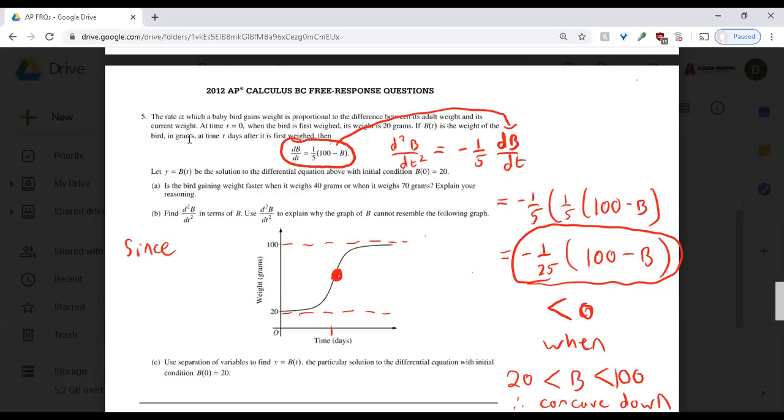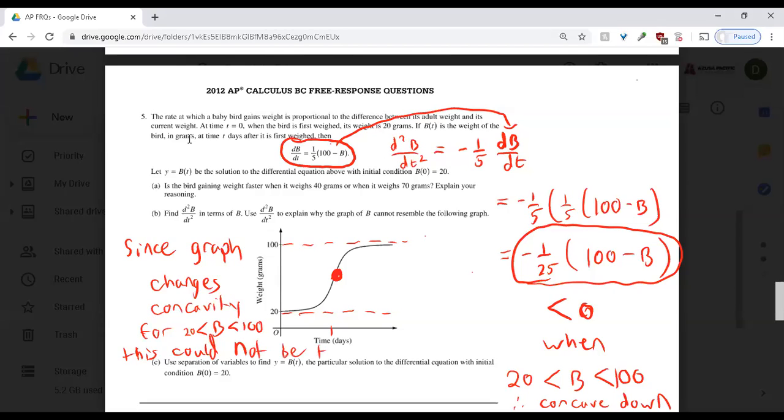The graph changes concavity for b being between 20 and 100. This could not be the graph to model the differential equation.